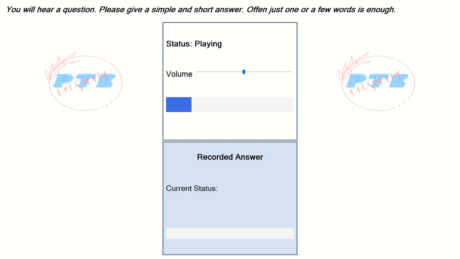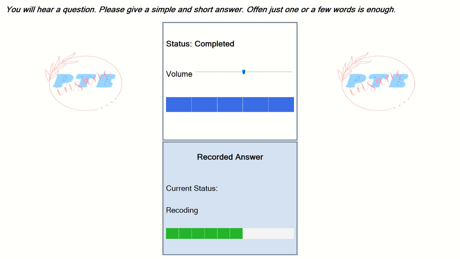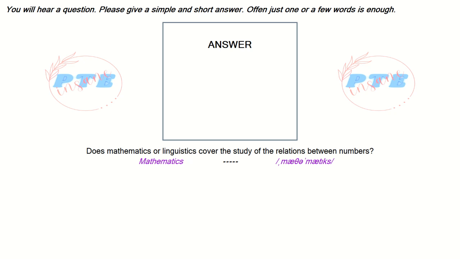Does mathematics or linguistics cover the study of the relations between numbers? Mathematics.